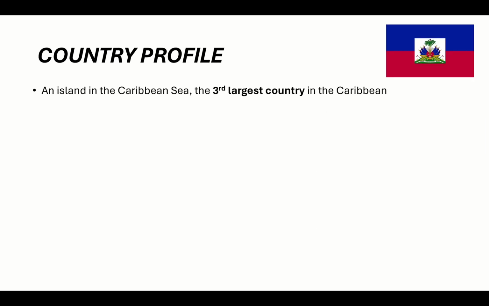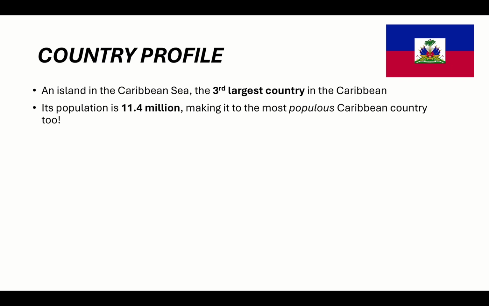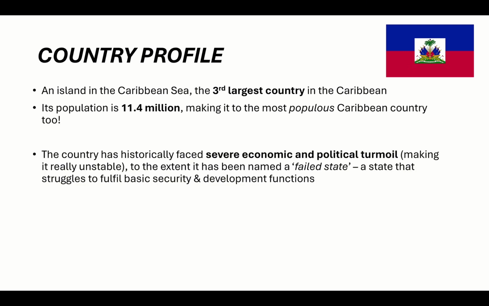So this is a country profile of Haiti. So it's an island in the Caribbean Sea. It's the third largest country in the Caribbean. Its population is 11.4 million people, which means it is the most populous Caribbean country too. So it has historically faced severe economic and political turmoil, making it so unstable that it has been named a failed state, which is a state that struggles to fulfill basic security and development functions for its people.